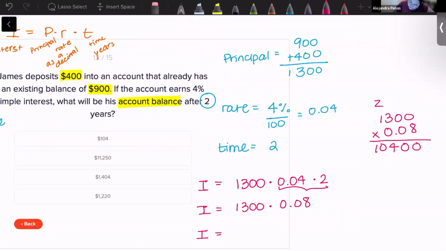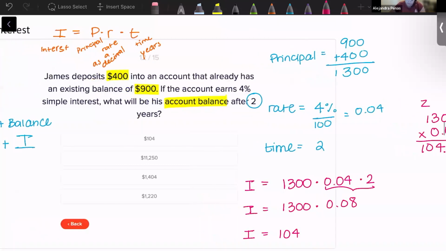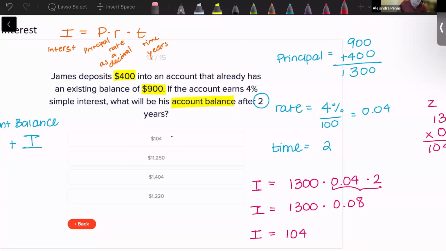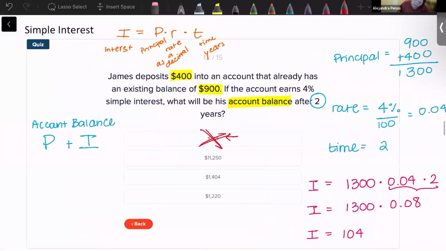Okay, so there's 2 numbers behind the decimal, so that's going to be 104. That is how much you accumulated in interest. But remember, that is not your final answer. So yes, it's listed there as one of your answer choices, but it is not your answer, because your final answer will be the principal of 1,300 plus the interest of 104. So your final answer is $1,404.